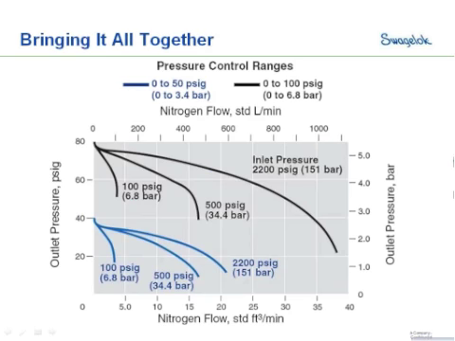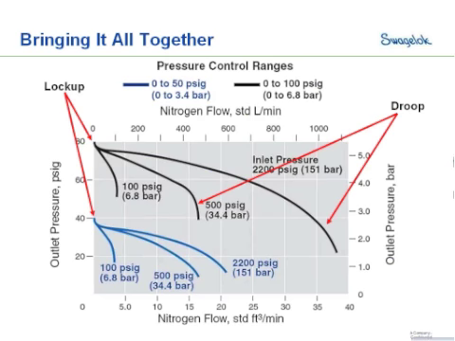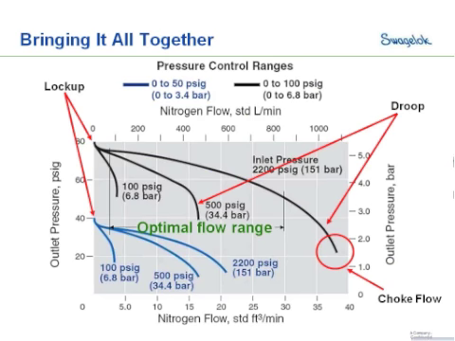So if we bring it all together, we still see we have droop on our flow curves. We can see our lockup area. We can identify our choke flow points, and we can identify our optimal flow range. And knowing these things will help us as we move forward to sizing a regulator.